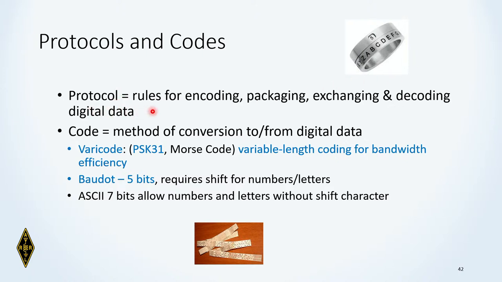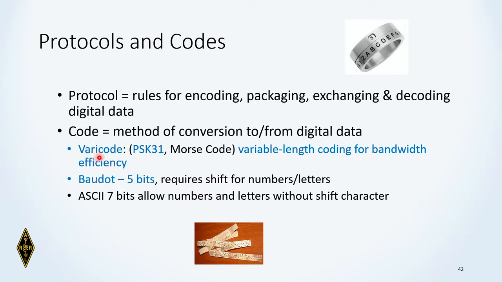It's rules for encoding, packaging, and exchanging and decoding digital data. So that's how you combine all of the parts and pieces to form something coherent that can be transmitted and then reverse engineered on the other side. So protocol, rules for encoding. Then a code is a method of conversion to and from digital data. They don't ask us any questions about this, but they're terms that can be useful to know.